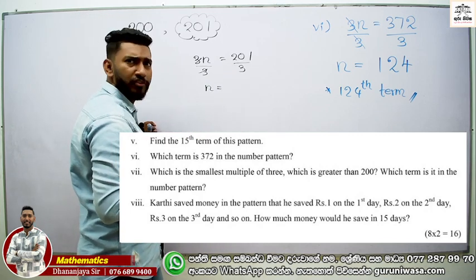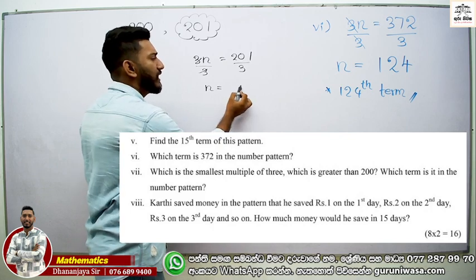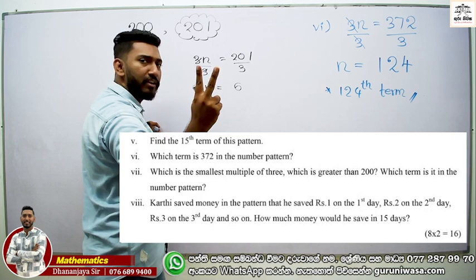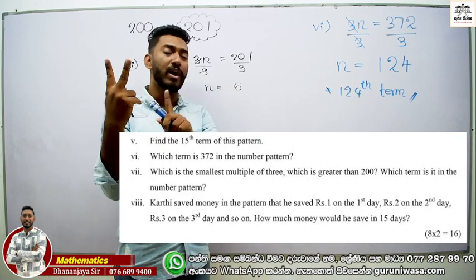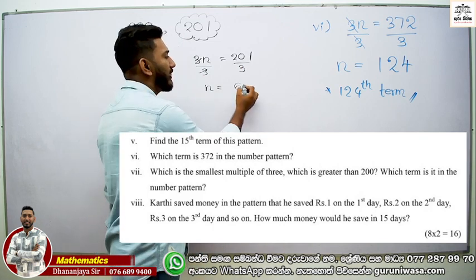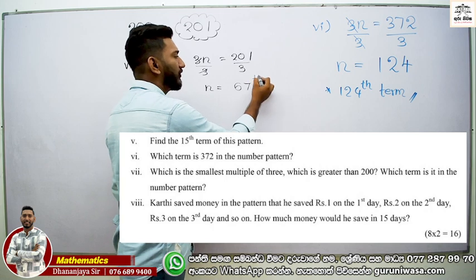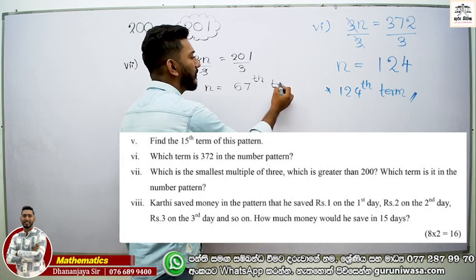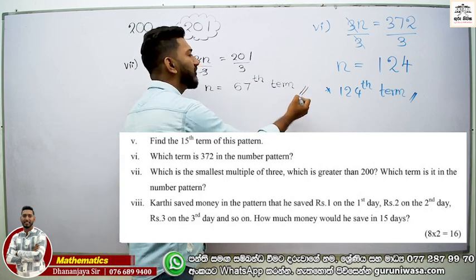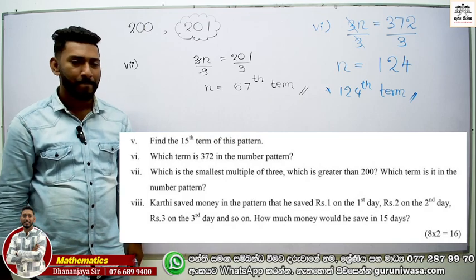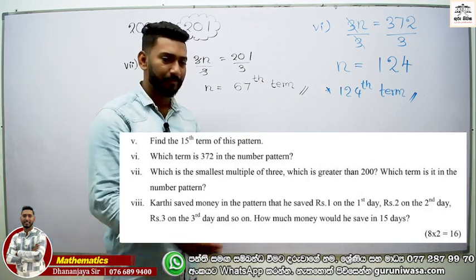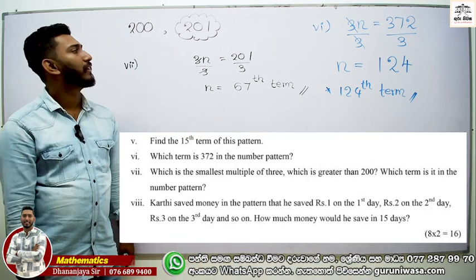Now I am going to the 2-digit number. 20 divided by 3 is 6, and 2 remainder. 2 and 1 bring down here. 2 and 1 is 21. 21 divided by 3 is 7. Therefore, the answer is the 67th term. 67th term is 201. Right. ලියාගමු අපි.